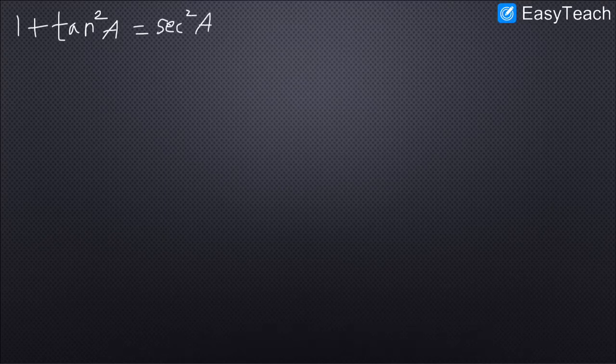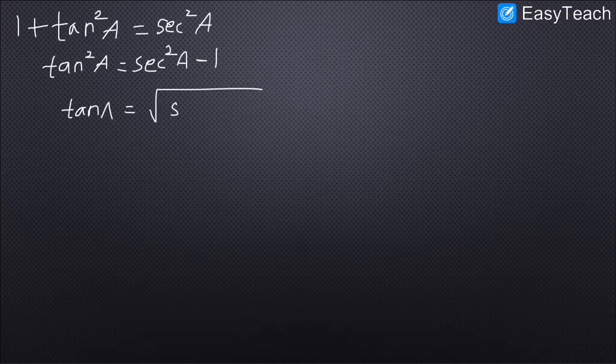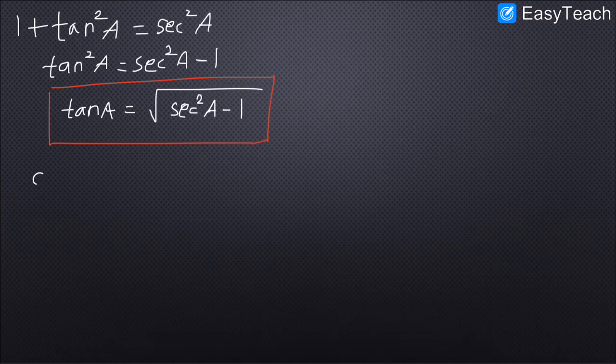So far we have done sin A and cos A. Next let's try to do tan A. So I take the identity tan square A plus 1, or 1 plus tan square A equals secant square A. Next step, tan square A equals secant square A minus 1. So tan A equals square root of secant square A minus 1. So this is for tan A.